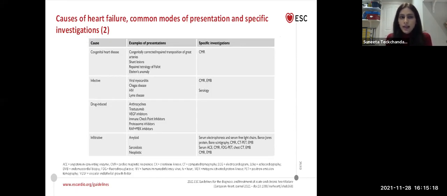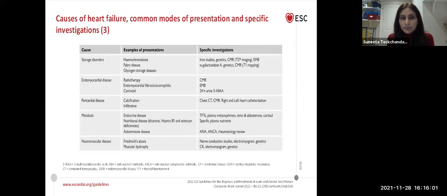Then we have the congenital heart disease conditions causing heart failure. Then we have infective causes. We've come across COVID-induced myocarditis, with patients presenting with heart failure a few months down the line, as well as other infective causes, and drug-induced causes. We commonly see patients who are on chemo for breast cancer, etc., so they need regular monitoring of their ejection fraction, because it can affect the cardiac contractility. And infiltrative diseases: amyloids, sarcoidosis, neoplastic conditions. These could also overlap with a few of your cardiomyopathies, because you can have restrictive or hypertrophic cardiomyopathies with a few storage disorders as well.